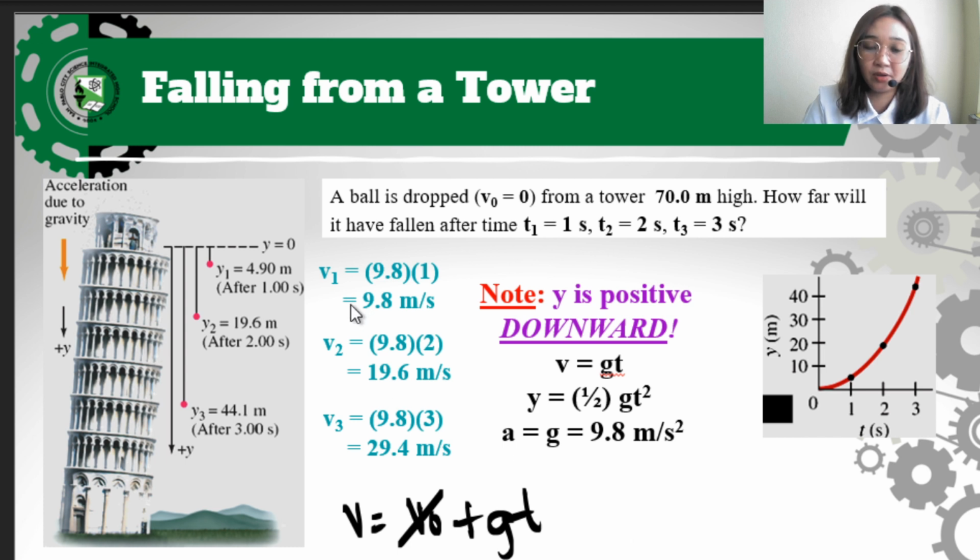Okay? For calculating V1 or V at 1 second, 9.8 times 1 is 9.8 meters per second. Sorry. V2 is equals to 9.8 times 2 or 19.6 meters per second. V3 is equals to 9.8 times 3 or 29.4 meters per second. Okay?